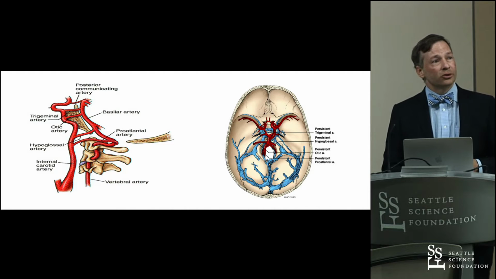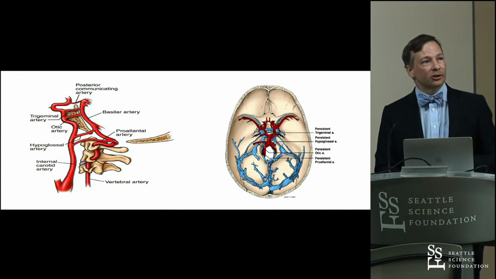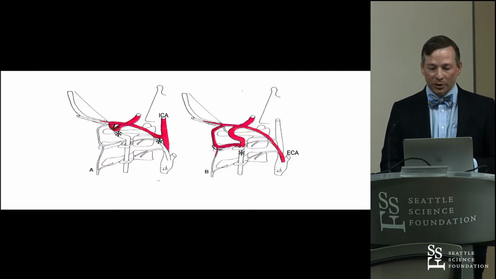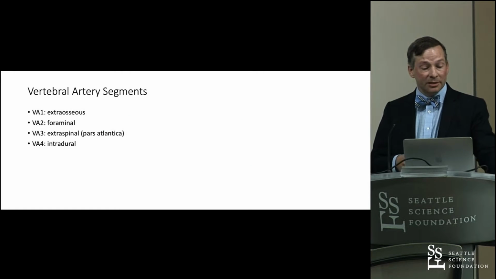The image on the right shows you if you put all the persistent fetal vessels, which you'll never see in an adult, and showed the different foramina that they're leaving through, that's what it looks like. Here are the two types of proatlantal arteries, the type 1 and the type 2. So let's move on, look at some of the segments of the vertebral artery.